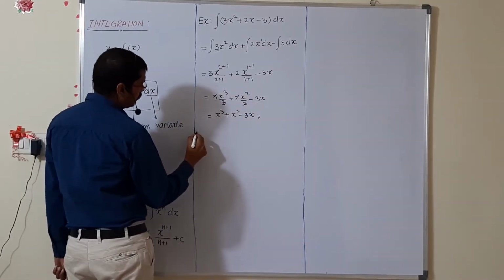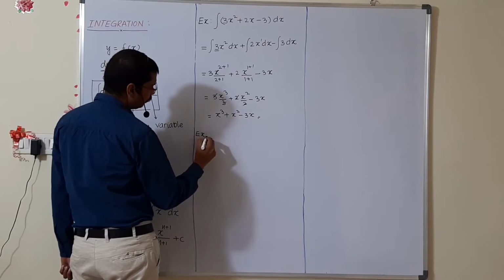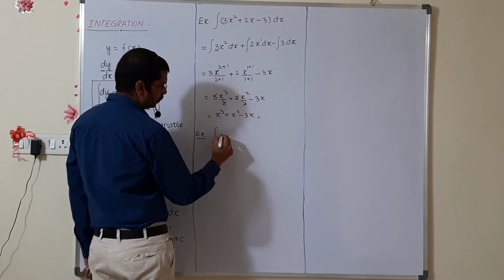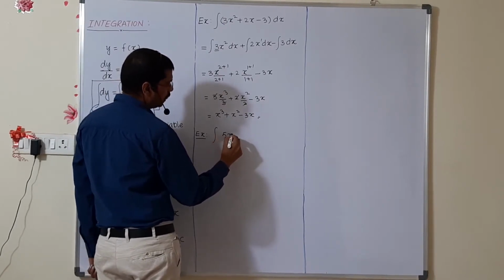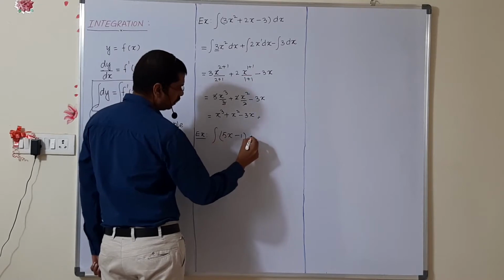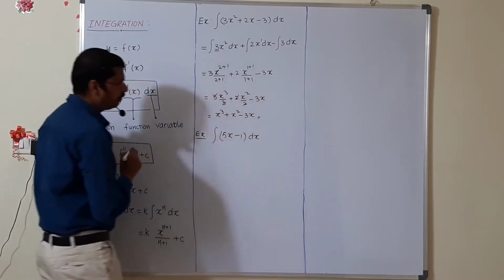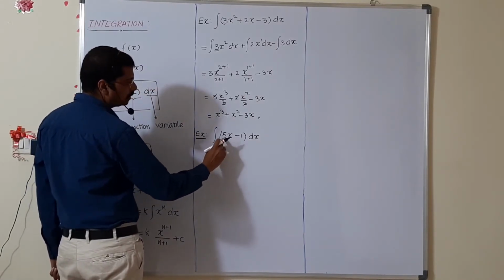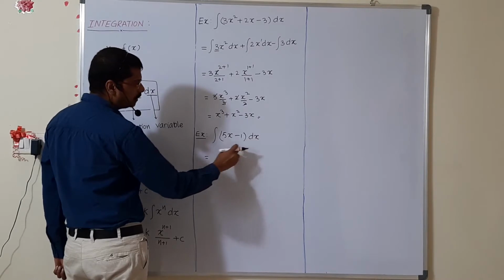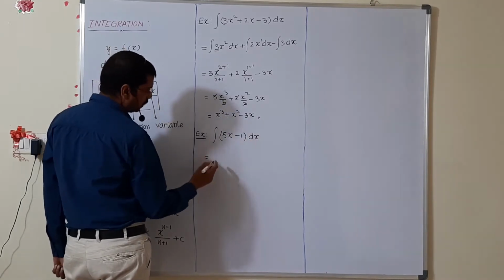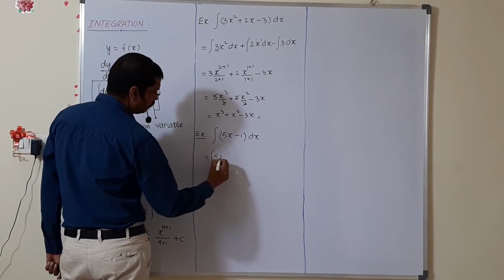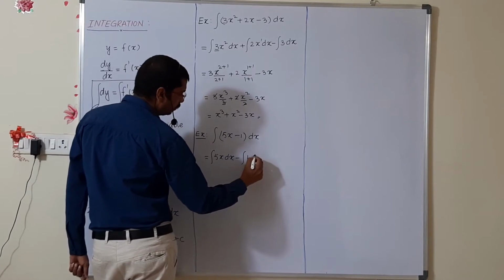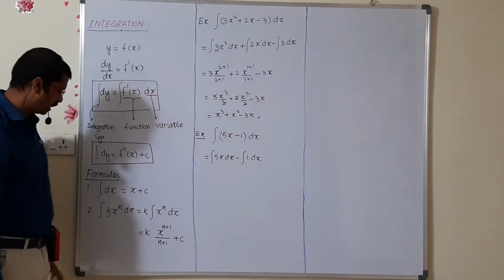Now if you take some other example, the integration of 5x minus 1 into dx. How can we take this value? Simply again we can write integration of 5x into dx minus integration of 1 into dx. Now it seems to be our formula.